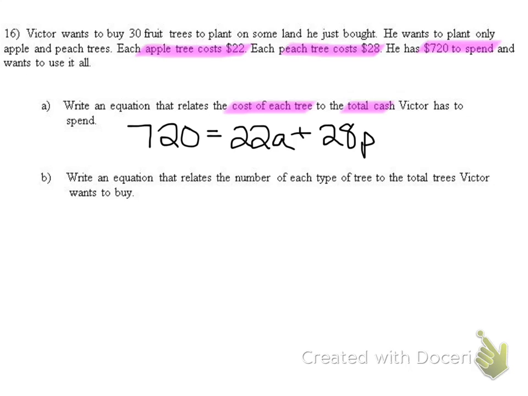Letter B says to write an equation that relates the number of each type of tree to the total trees Victor wants to buy. And so rereading the problem, they give us that he wants to purchase 30 fruit trees, and there's no other additional information needed next to the variables because the variables by themselves represent how many trees he's planting. So our rule would look like 30 equals A plus P. So that shows that the total trees is equal to 30.